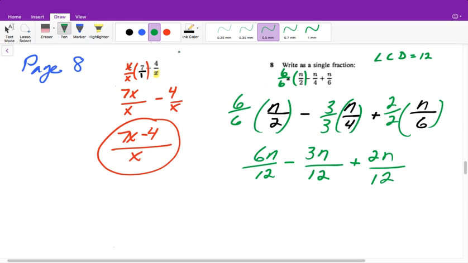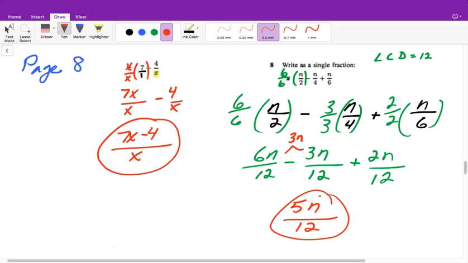And now since these are all the same, we can go ahead and combine our numerators. So 6n minus 3n is going to give me 3n, and 3n plus 2n will give me 5n over 12. And that will be your final answer.